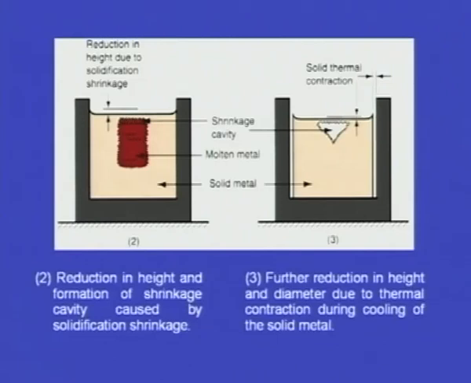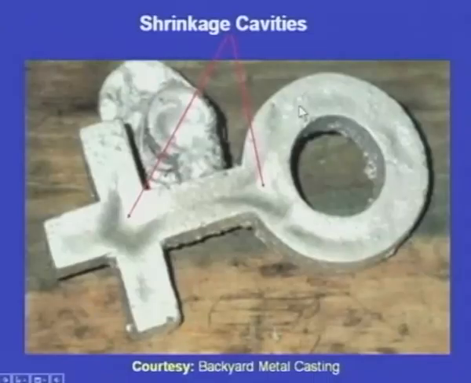This liquid shrinkage and solidification shrinkage are compensated by the riser, whereas this solid shrinkage is compensated by providing shrinkage allowances to the pattern. And here we can see a casting without any riser. Because there is no riser, there are shrinkage cavities. Here we can see one shrinkage cavity, and here another, and here there are shrinkage cavities due to the absence of riser.